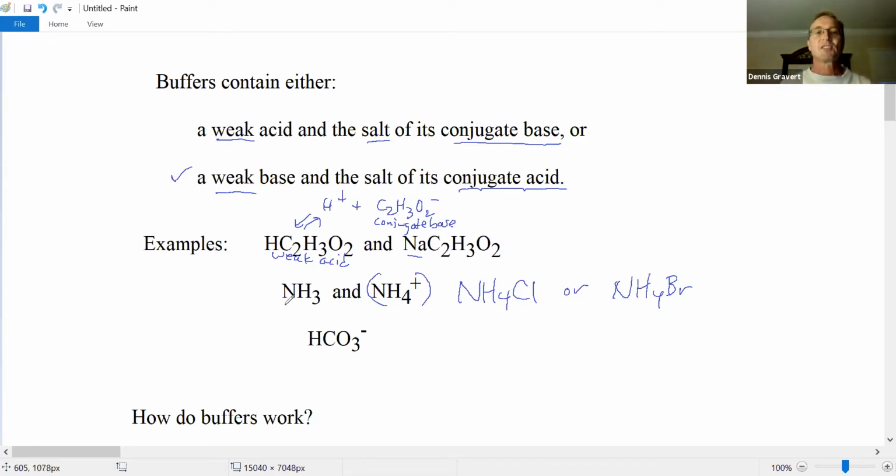Anyways, I should have said that the buffer is composed of a weak base. Here's ammonia, the weak base, and then the salt. Okay, so now I've formed a salt of the conjugate acid. The conjugate acid is actually the ammonium ion, but we make a salt out of it, a stable neutral compound. And then here we go.